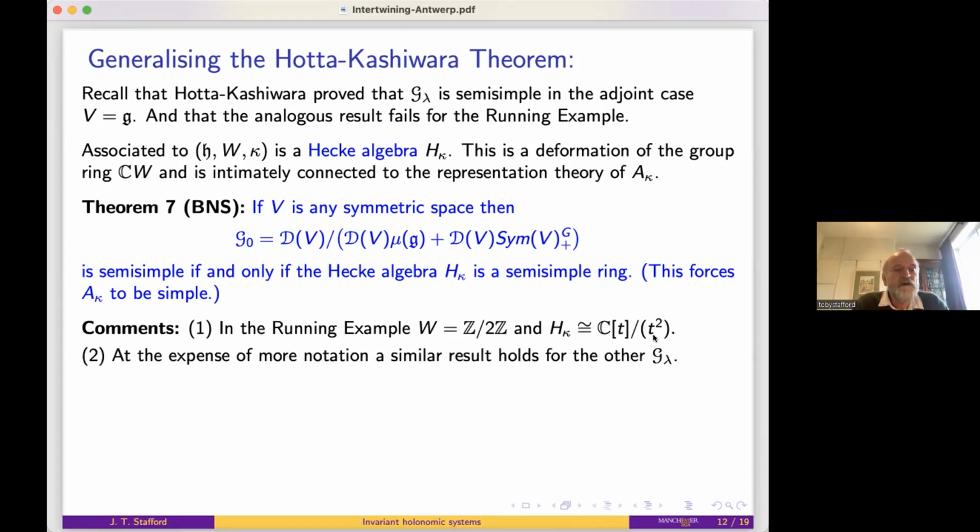I've only stated the theorem for the G0s. There is a similar result for all the other G lambdas, but I'm not going to state it because it just requires me to bring in a load more notation. I've got enough notation already.